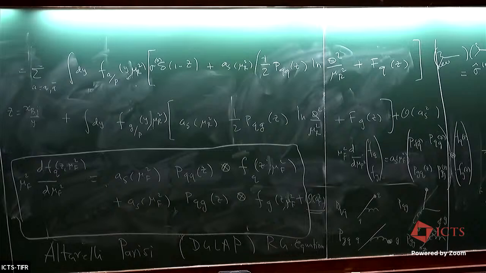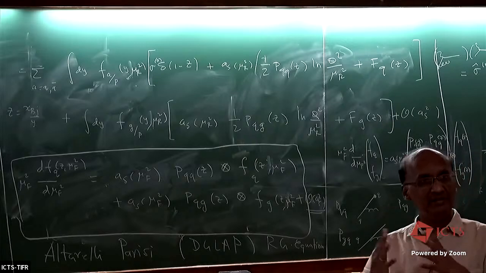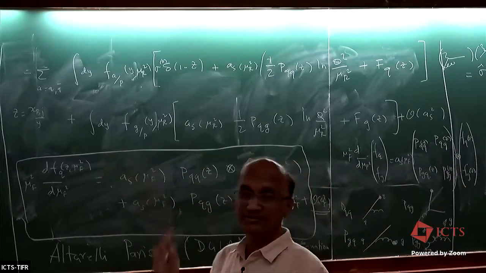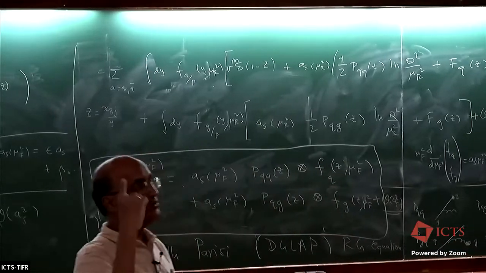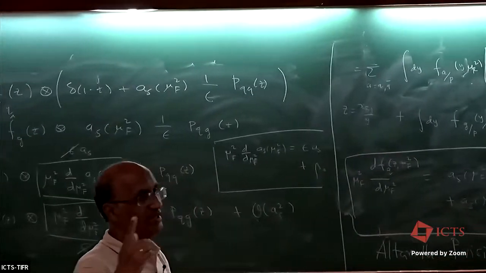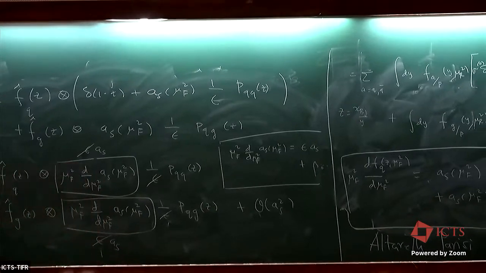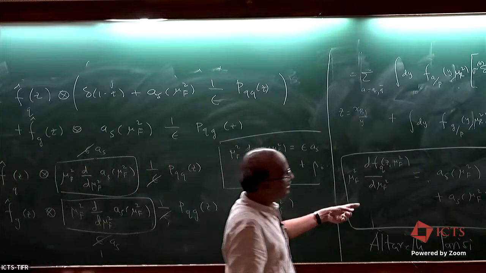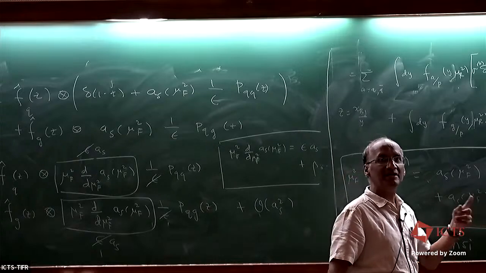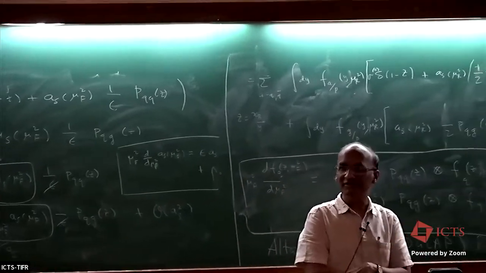I found there were divergences, and I can resolve them by absorbing them into the PDFs. In the process, I get a new definition for PDFs. And I used this idea that I used for the renormalization group equation for the coupling constant and applied it here. You can show that that application gives you a differential equation, and that differential equation is nothing but the Altarelli-Parisi evolution equation.